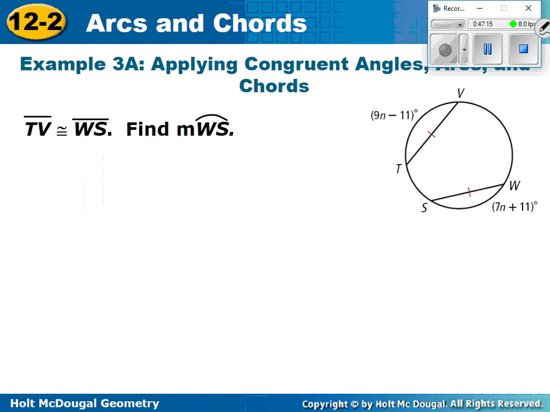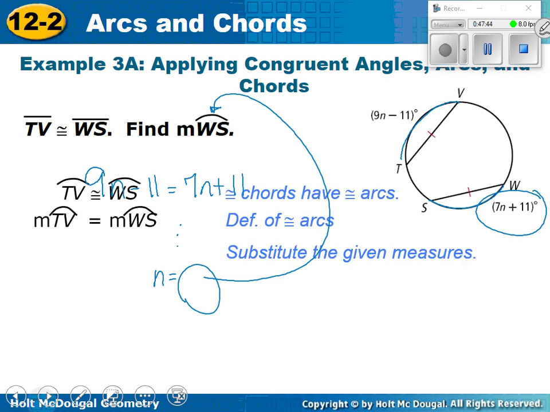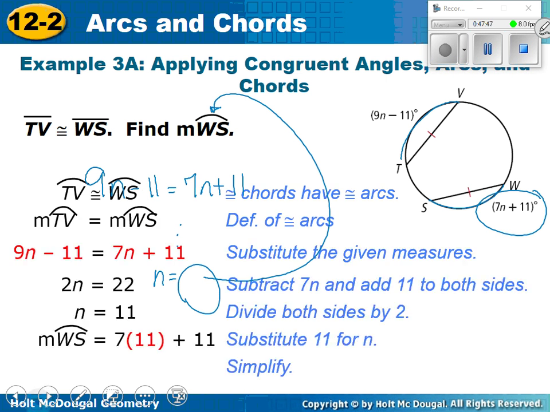What does that mean about this arc and this arc? They're congruent. So remember the theorem says if the chords are congruent, then the arcs are congruent. So all you should have done was set those equal to each other and solved for n and then plugged it back in for the measure of arc WS, which means it would have went back into here. And don't forget that arcs are measured in degrees. So your answer for this one should have been, to check your answers, 88 degrees.